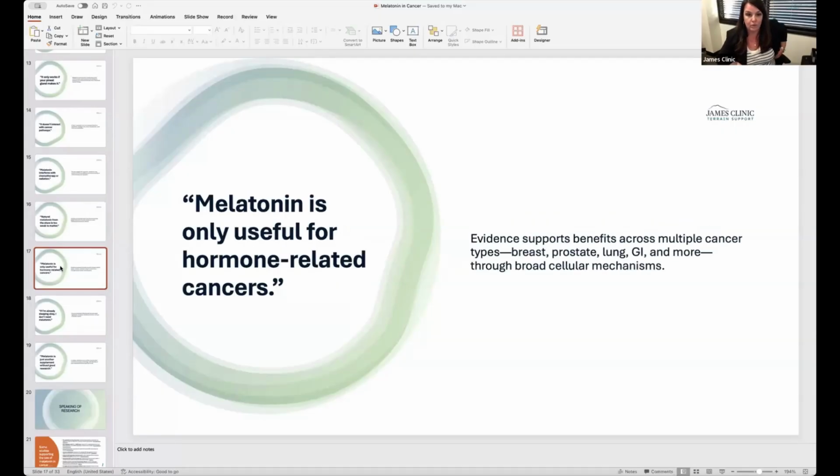Melatonin is only useful for hormone-related cancers. Actually, there's a lot of evidence that in most solid tumors, there is efficacy. And there's actually a paper I pulled that looks at it for leukemia and lymphoma as well. So across the board, we're generally considering melatonin for most of our treatment types. It has a special benefit in people with hormone-related cancer, prostate, breast, uterine, ovarian, because of one of its properties.